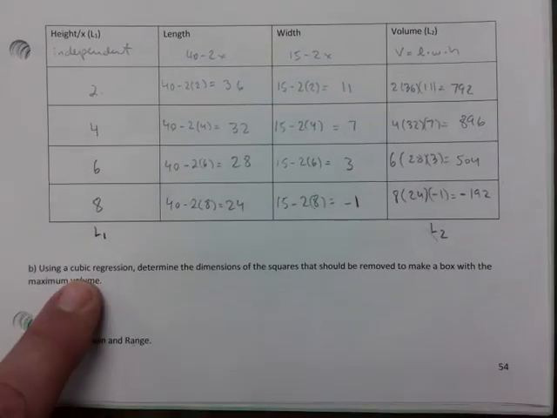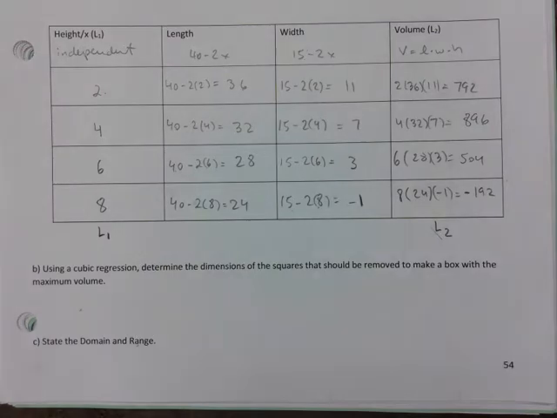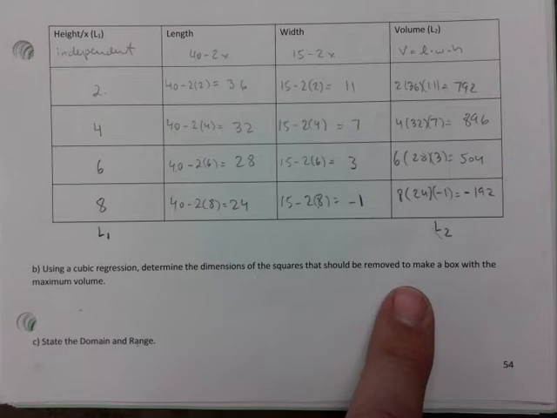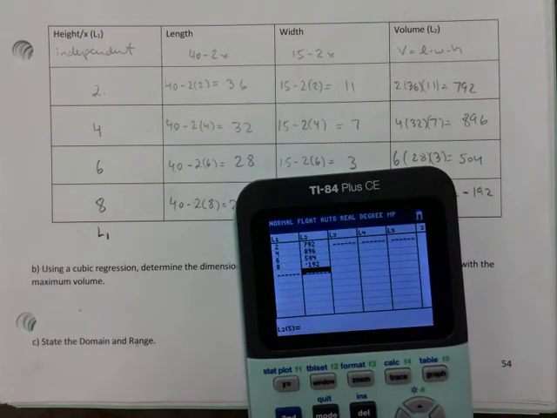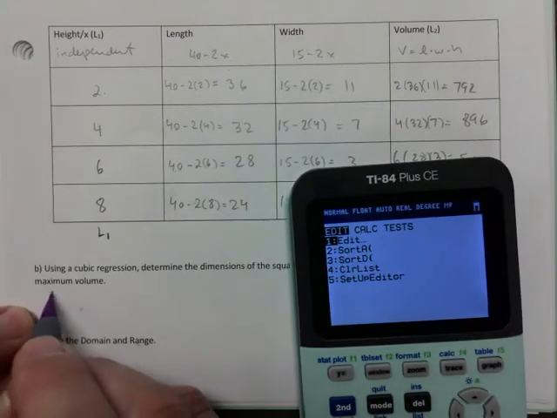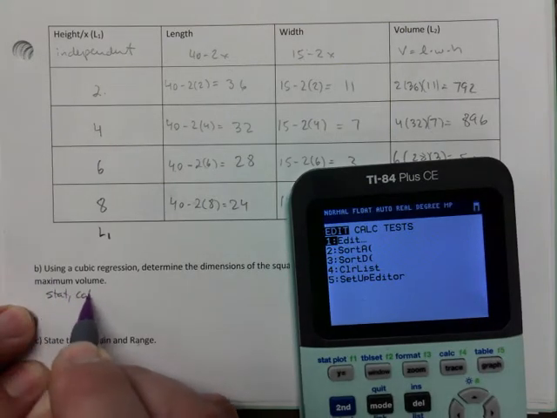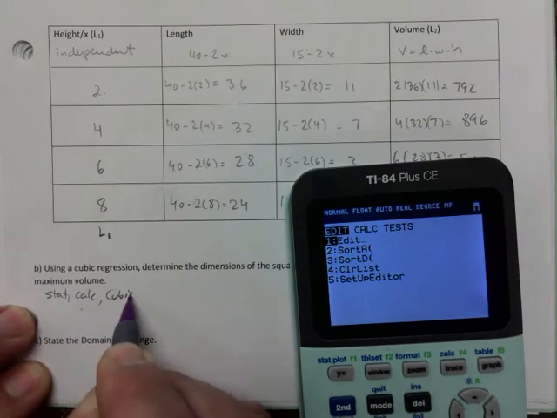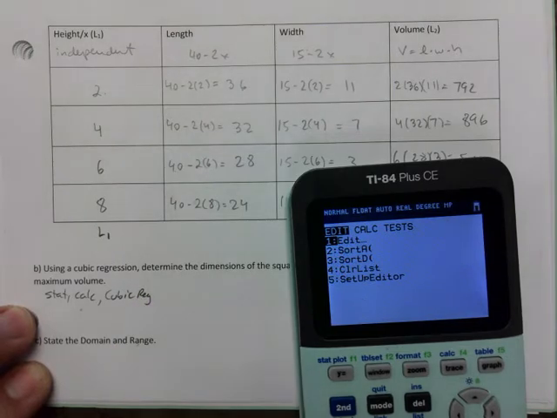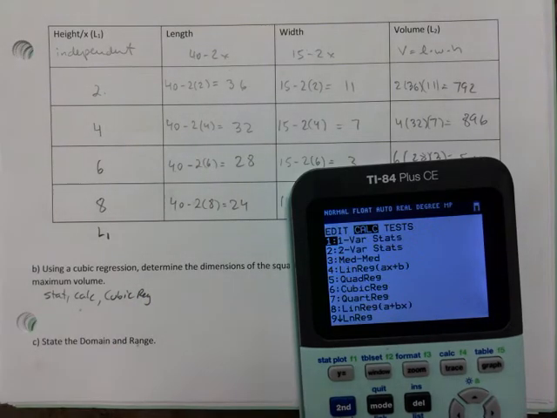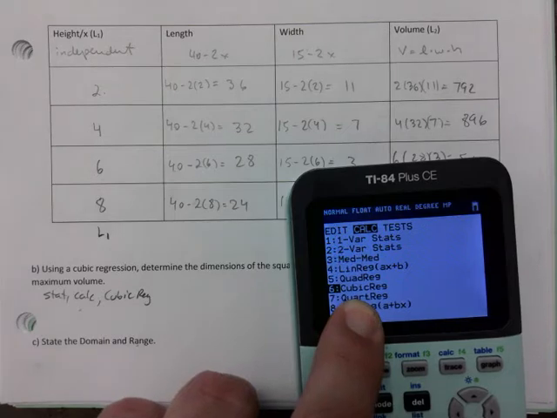And now they're asking us, using a cubic regression, they shouldn't have to tell you that, but when it's volume, right? Because if it's volume, you know it's cubic. So to determine the squares that should be removed to make the box with the maximum volume, we'll figure that out. So we're going to go stat. Let's write that down first. Stat, calc, cubic reg. Okay. So we're going to go stat, calc, cubic regression.